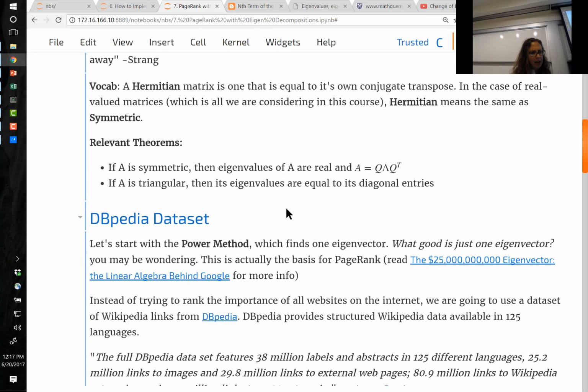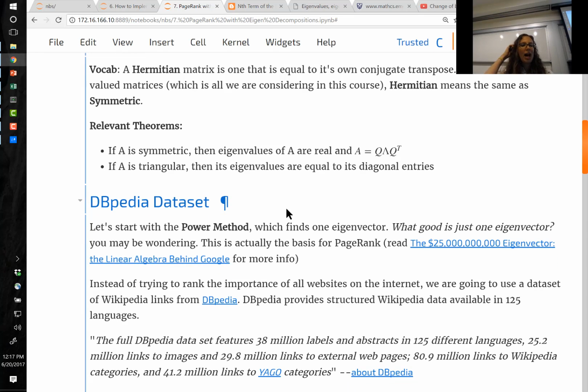And then just some vocabulary that you might come across is Hermitian, and that means the matrix is equal to its conjugate transpose. In the case where you're dealing with real values, that's just saying that it's the same as being symmetric. It's equal to its transpose. Only if you have complex values would you be flipping the sign on the complex values. But for our purposes, when you hear Hermitian, you can think symmetric.